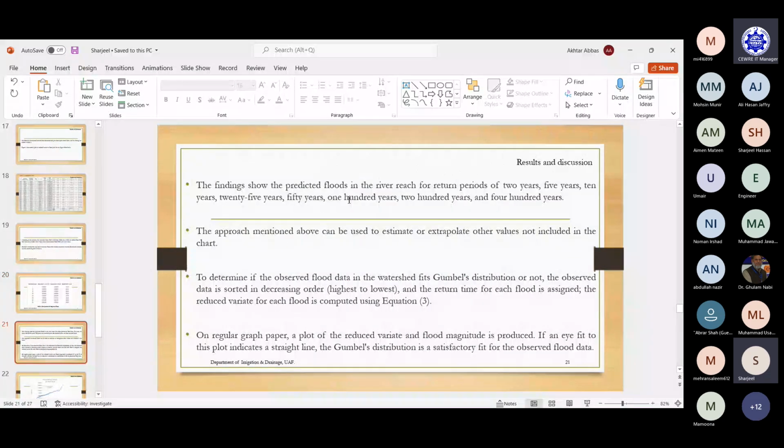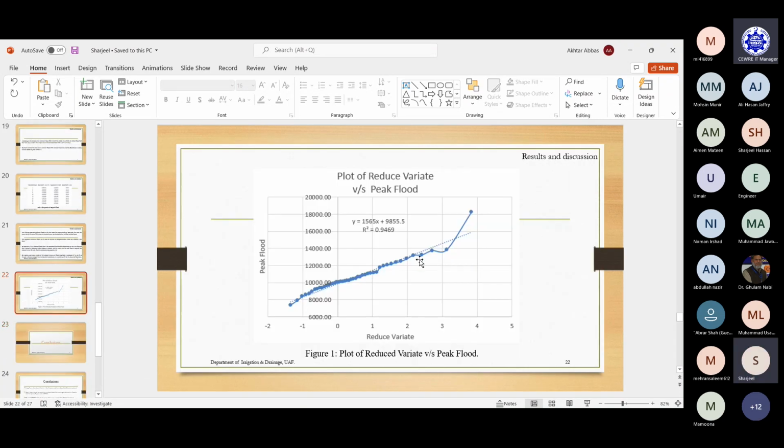The findings show the predicted flood in the river reach from return periods of 2 years, 5 years. The approach mentioned above can be used to estimate other values not included in the chart. We also draw a graph between peak flood and reduced variate and find the coefficient of determination, which shows a value of 0.94, describing the consistency of data.